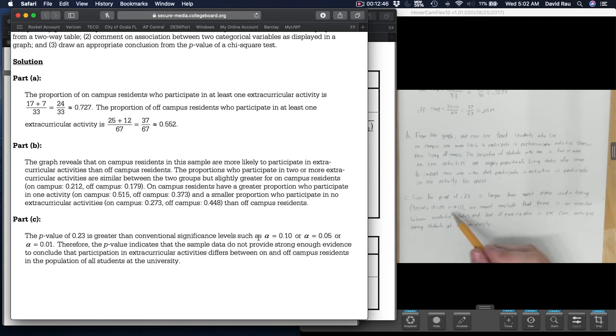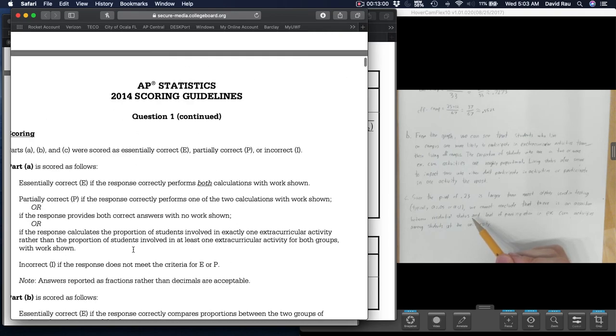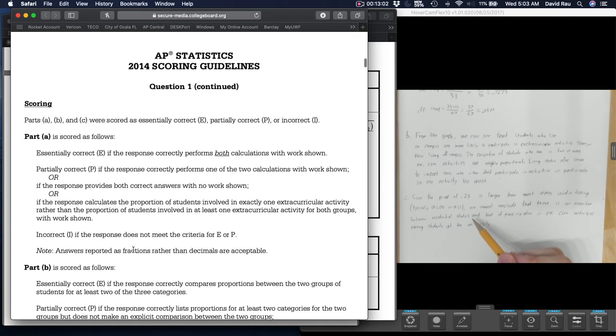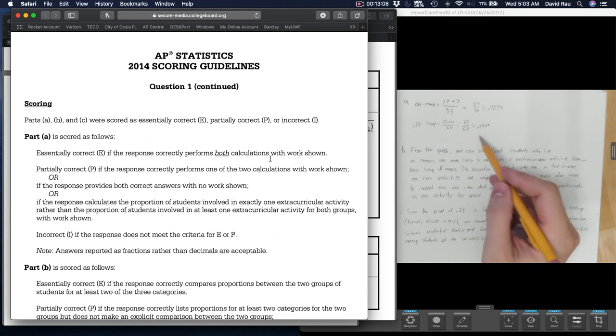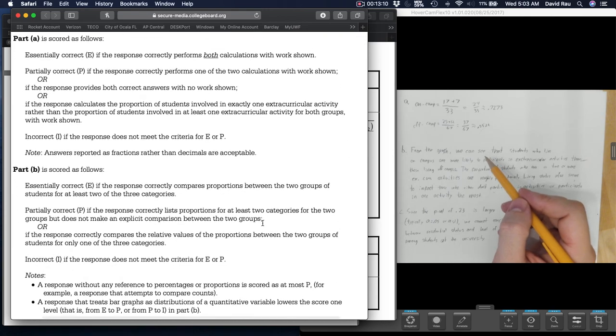So now I used alpha 0.05 or 0.1, but they also include 0.01. That's also typical. So we don't have strong evidence to conclude participation in extracurricular activities differs, or in other words, that there is an association. So I totally nailed that as well. So I feel pretty good about this question. I've been learning. So I respond correctly, and both calculations with work shown. There we go.